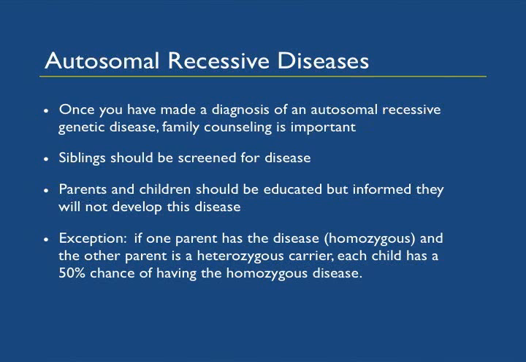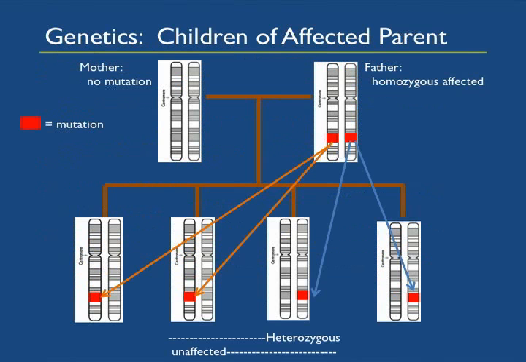Parents and children of an affected patient should be educated but informed that they will not develop the disease. The exception is if one parent has the disease, is homozygous, and the other parent is a heterozygous carrier. In that case, each child would have a 50% chance of having the disease. This next set of pictures shows what happens with some of these other family situations.